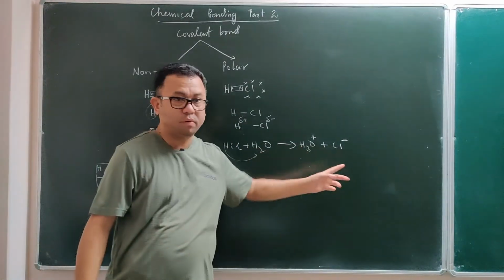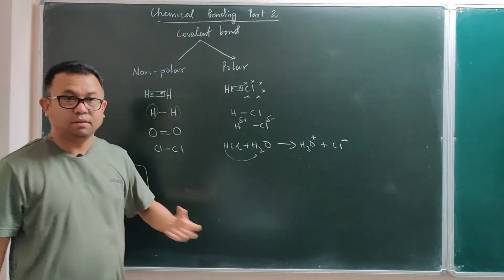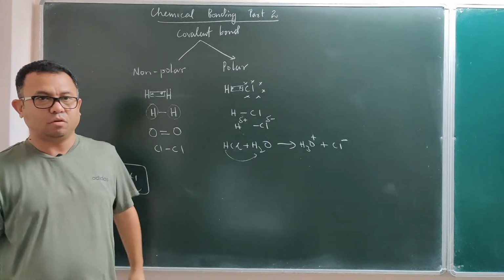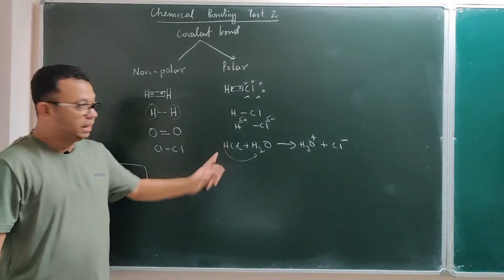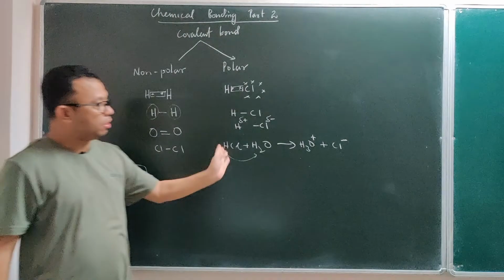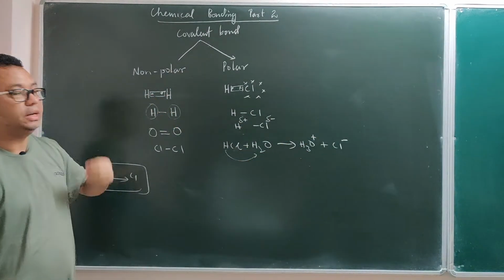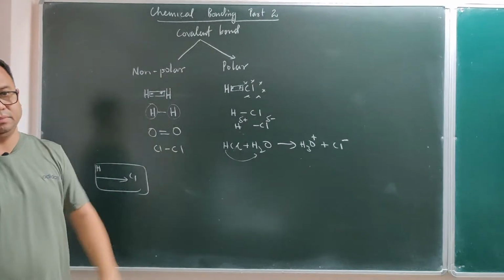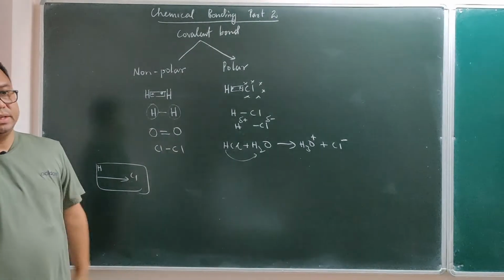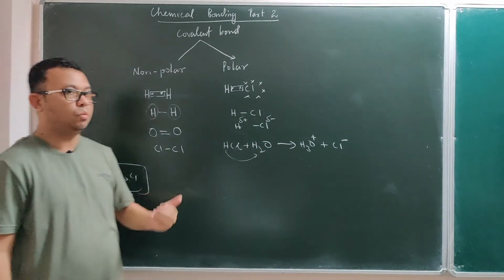So ions are formed. Again I am repeating, covalent compounds don't conduct electricity, but HCl, being a polar covalent compound, when dissolved in water will produce ions, and only because of the production of ions does it start conducting electricity. This is your polar and non-polar compound.